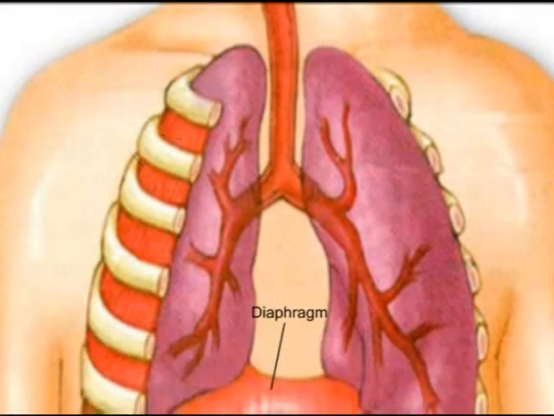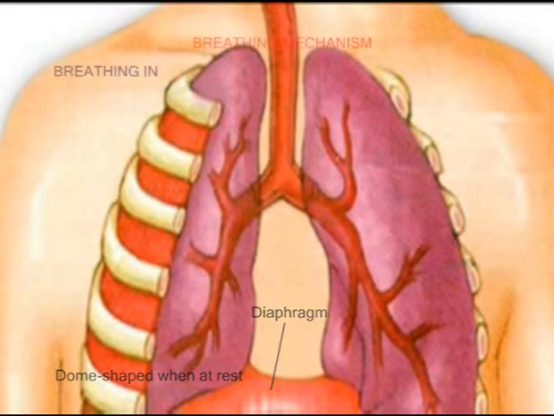Diaphragm. The thorax is airtight and enclosed by ribs and the diaphragm. The diaphragm is dome-shaped when at rest. It is a muscular sheet of tissue extending across the body cavity between the thorax and the abdomen. Next, we look at the mechanism of breathing in humans, and we start with breathing in.